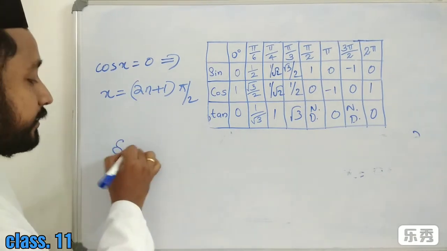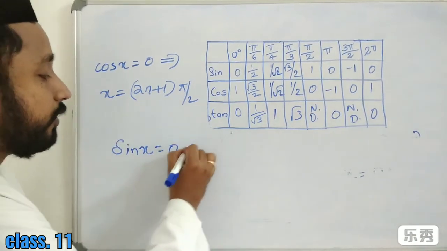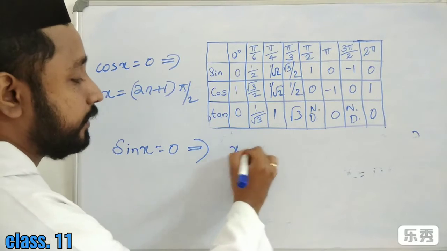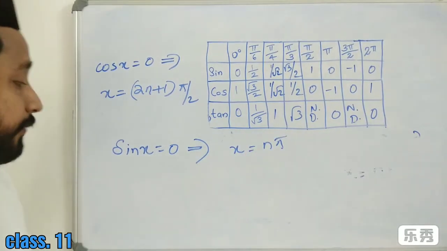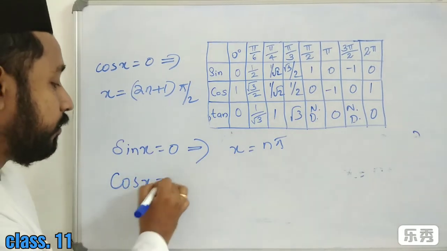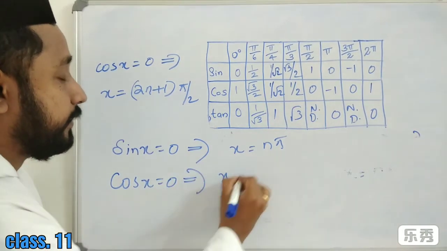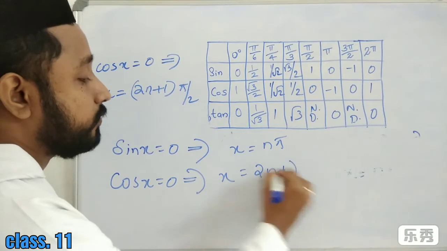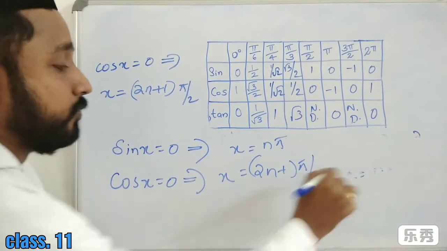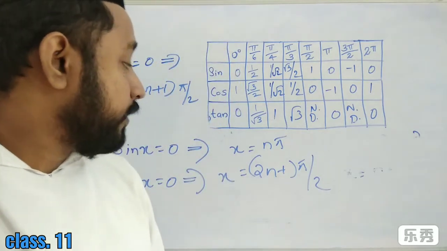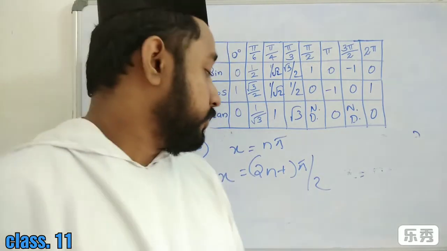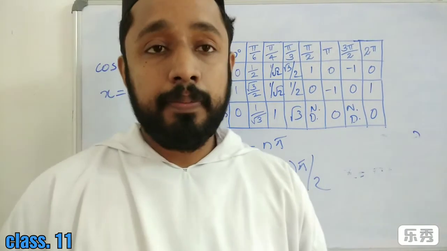So, sin x is equal to 0 implies x is equal to n pi, where n is an integer. Cos x is equal to 0 implies x is equal to (2n plus 1) into pi by 2. So sin x is equal to 0 and cos x is equal to 0 implies x is equal to n pi and x is equal to (2n plus 1) pi by 2.